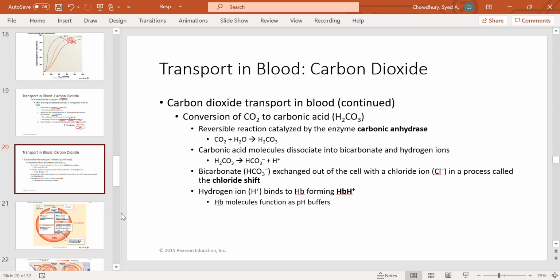Okay, how is carbon dioxide transported as bicarbonate? You see, when carbon dioxide gets mixed with water, what happens?